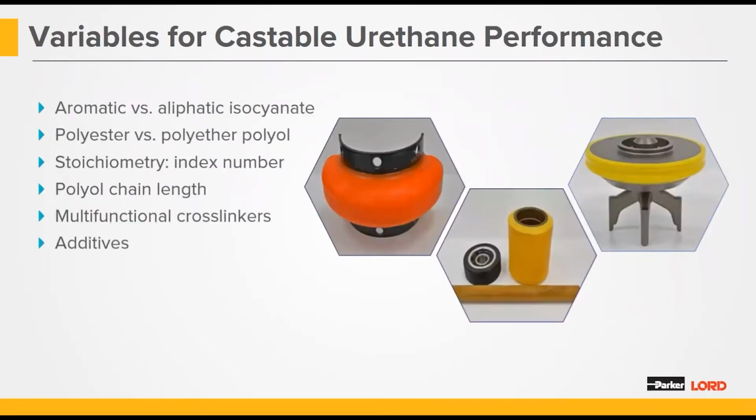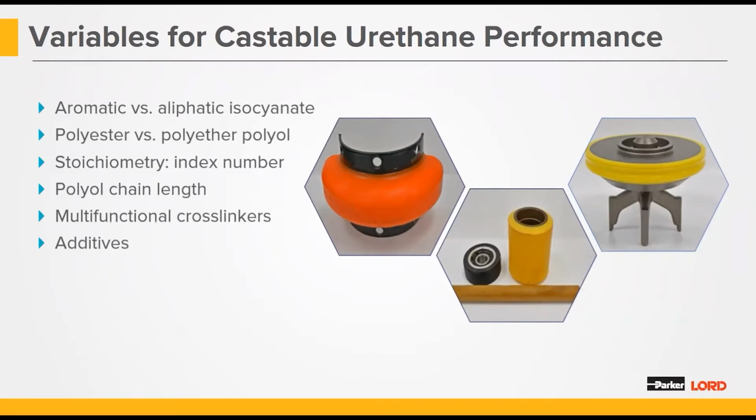Now we're going to talk about some variables that can affect castable urethane performance. You can have aromatic versus aliphatic isocyanate. Let's say you wanted to produce a good that had a clear elastomer. Well, then you'd have to choose the aliphatic. Most of the industry uses aromatic. They're cheaper and they work well.